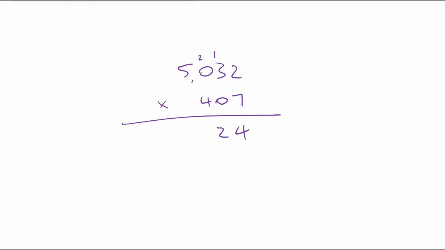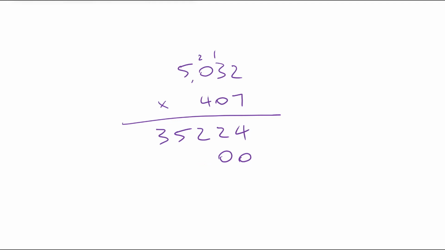0 sevens, well that's 0, plus that 2 that was carried forward is a 2, and 5 sevens are 35. There we go. And now we're going to multiply 4 by 2. But you notice the 4 is in the hundreds column, so we're going to come in a couple of spots so that we actually start in the hundreds place value.